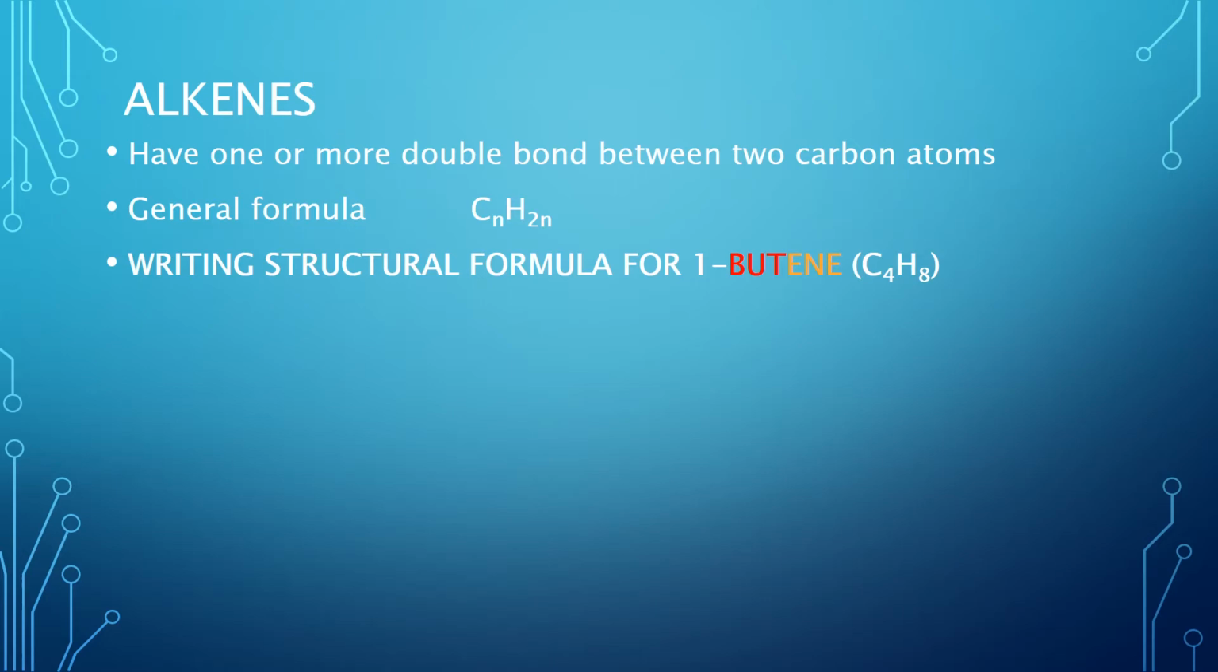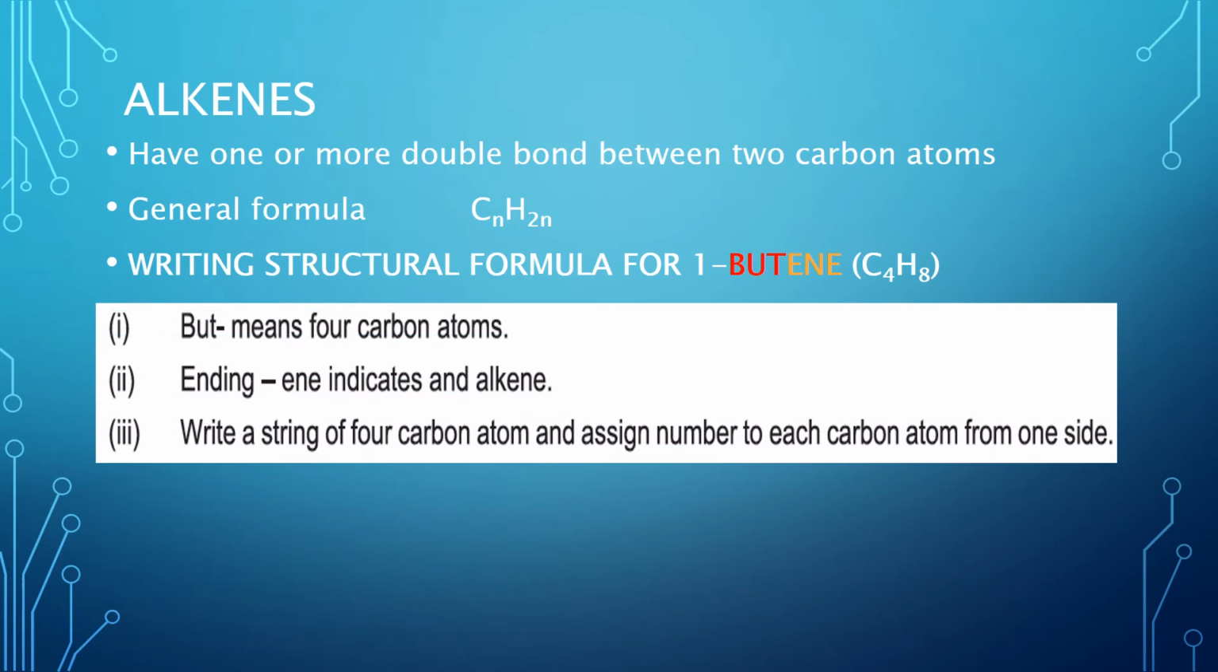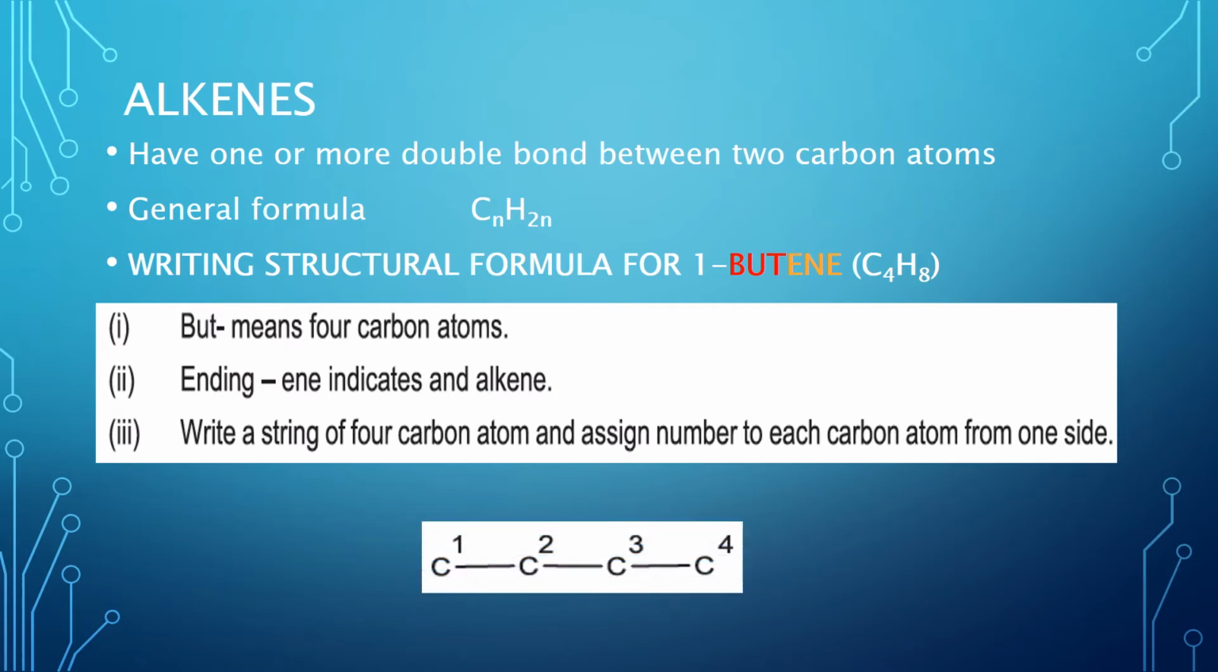And how can we write down the structural formula for 1-butene? But indicates there are 4 carbon atoms, and ene indicates it is the family of alkenes. So as it is a family of alkenes, it must have one double bond. First of all, we will write down the string of 4 carbon atoms and assign a number to each carbon atom starting from one side. As you can see here, a string of 4 carbon atoms, and each carbon atom is given a number.